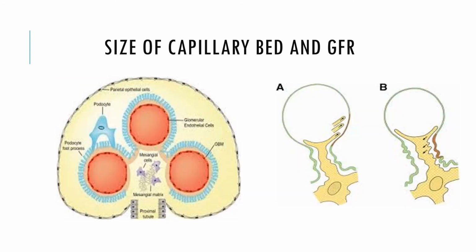Now, the size of the capillary bed can affect the GFR. The surface area for filtration of the capillary bed depends on the size of the mesangial cells. So, these are the mesangial cells. The contraction of mesangial cells decreases the area available for filtration. If they contract, the surface area available for filtration will be reduced, whereas relaxation of mesangial cells increases the area for filtration. Thus, mesangial cell contraction impairs GFR and relaxation facilitates GFR.